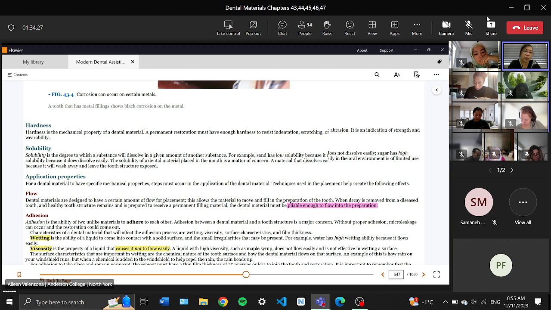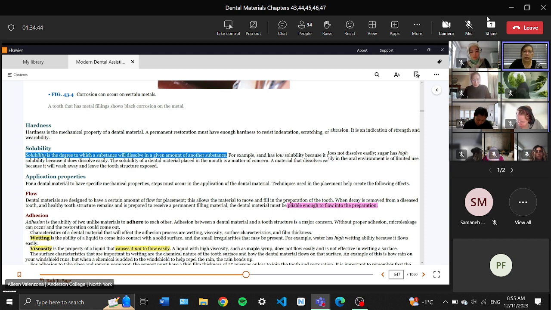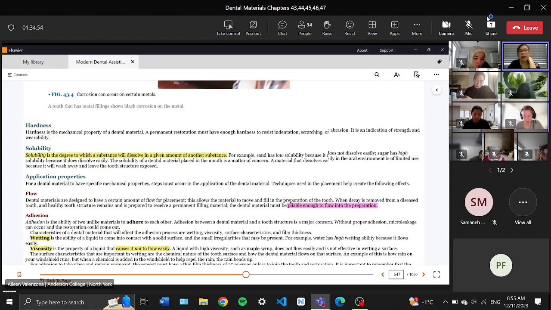Solubility is the degree to which a substance will dissolve in a given amount of another substance. So what is dissolve? Guys, I want you to understand what we're talking about. If you understand, it's easy, but do not memorize. Sometimes we need to understand what we're talking about. Example, sand has low solubility because it does not dissolve easily. Sugar has high solubility because it does dissolve easily.